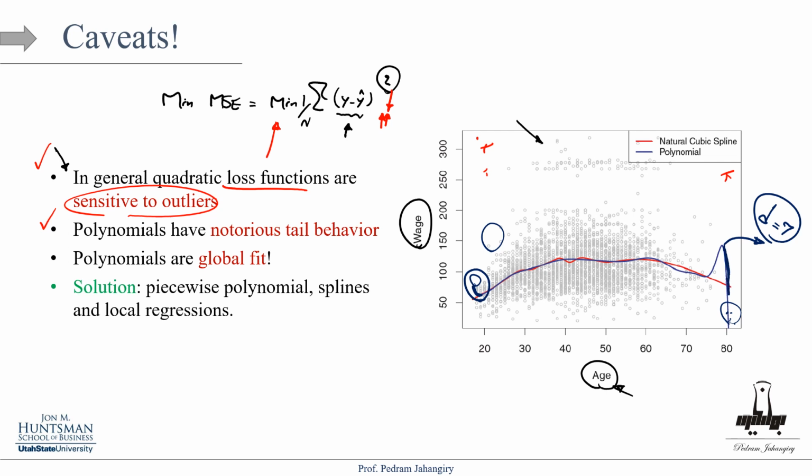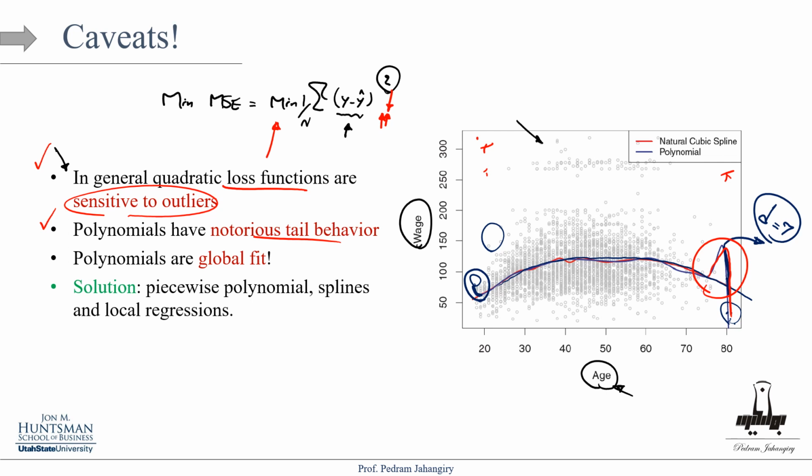So for example, what's the story here? As age increases, your wage is going to increase, and as age increases even more, the wage is going to decrease. But can you explain this part? It goes up and then comes down. So this is another caveat of polynomial regression models, because they usually have notorious tail behavior, especially if the models are unnecessarily complex.